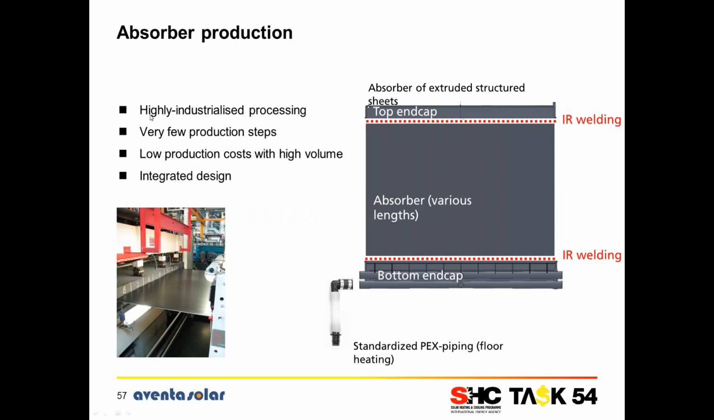Presently, the largest increase in value happens in the absorber production. If you look at the image on the right-hand side, you see the absorber, which consists of a top and bottom end cup, both injection molded parts, and the absorber as an extruded sheet. These are connected by infrared welding, a highly automated welding process.